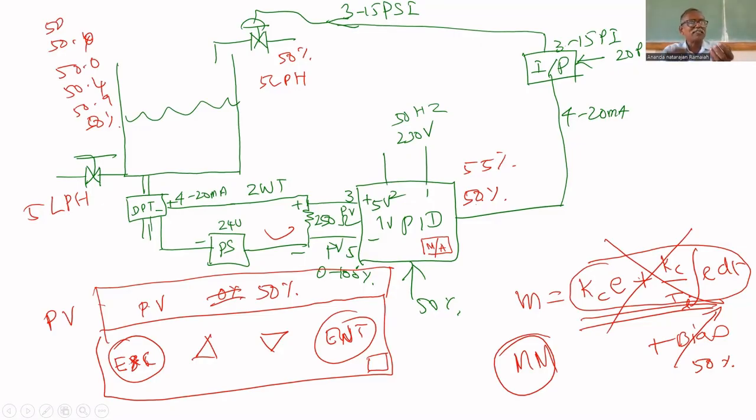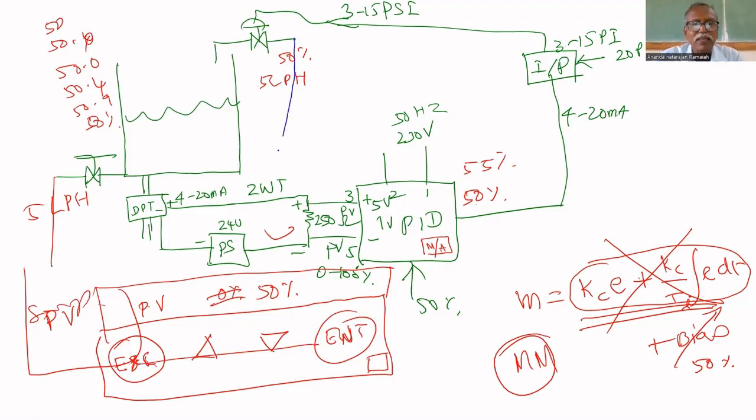Many changes. If there is any fluctuation in the power supply, the flow rate will change, because it is coming from the sump. From this sump, one motor is pumping from here to here. I'll draw the line. From the sump, some pump is pumping.